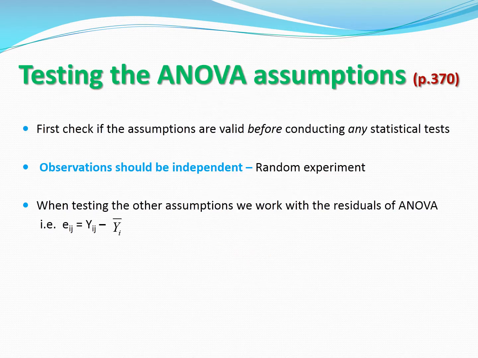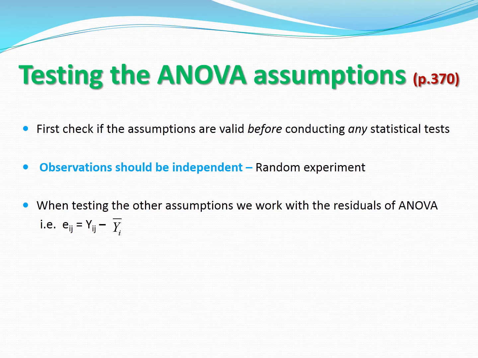The last section in chapter 15 looks at the testing of the ANOVA assumptions. There's 3 ANOVA assumptions that you should take note of, and you should be able to check whether these assumptions are met or not. Usually we will check the assumptions first before conducting any statistical test. Otherwise, if these assumptions are not met, then the conclusions that you draw from the hypothesis test might not be reliable. So first of all, we need to check whether our observations are independent.